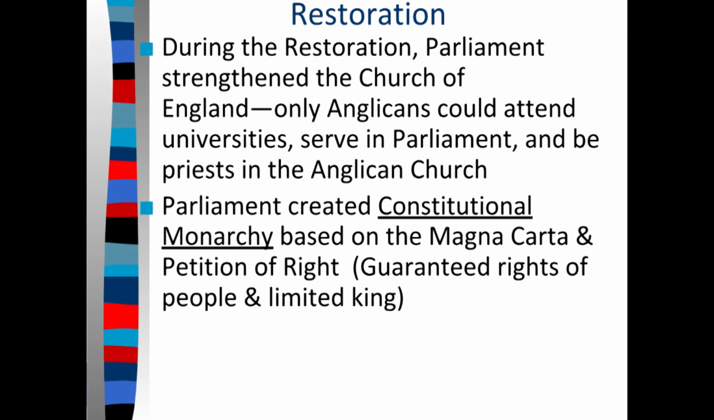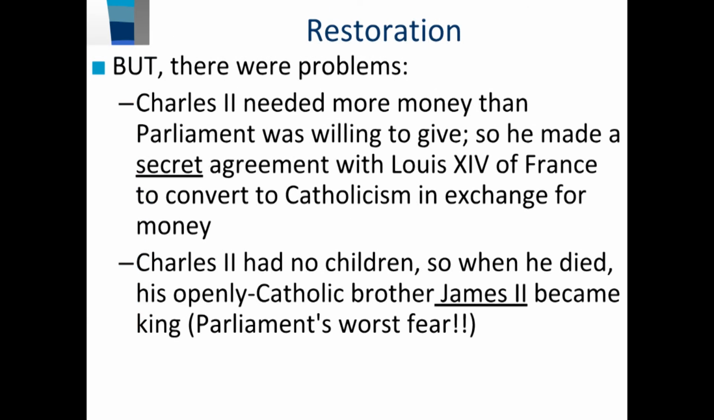Okay. So during this restoration, Parliament also strengthened the Church of England. So one thing that they did, and again, it's not completely perfect, they had a lot to work out, is that at this time, only Anglicans could attend university, serve in Parliament, and be priests in the Anglican Church. And they created this thing called a constitutional monarchy based off that Magna Carta and the Petition of Rights I talked about earlier, which basically just guaranteed rights of people and limited the king. But there were some other problems too.